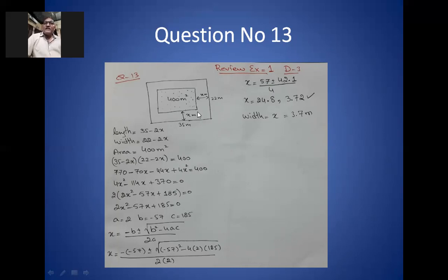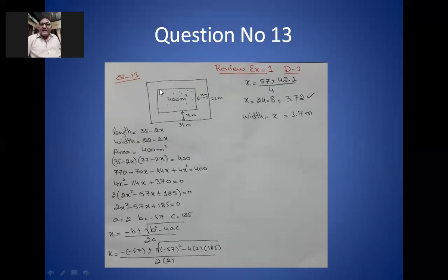So X width is here, X width is here. So this inner width will be 22 minus 2X. This external length is totally 35, and X here and X here. So this internal length will be 35 minus 2X. So length will be 35 minus 2X and the width or breadth will be 22 minus 2X.